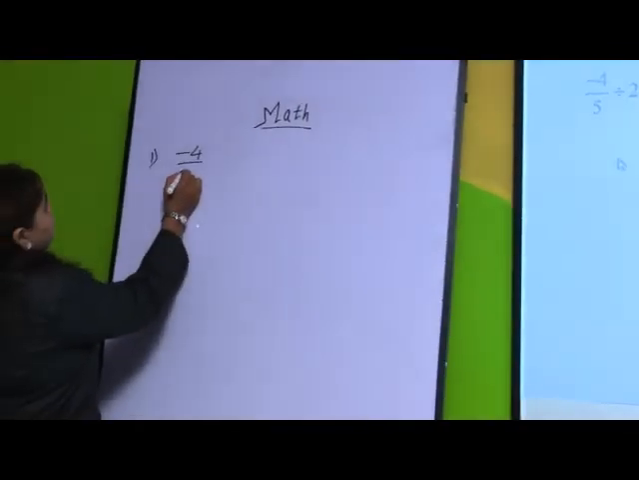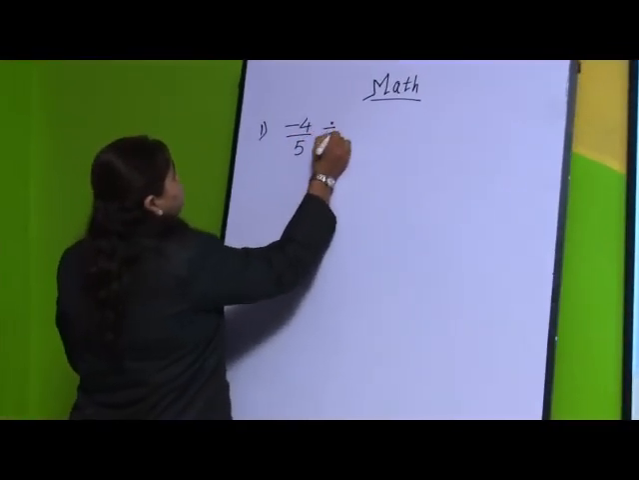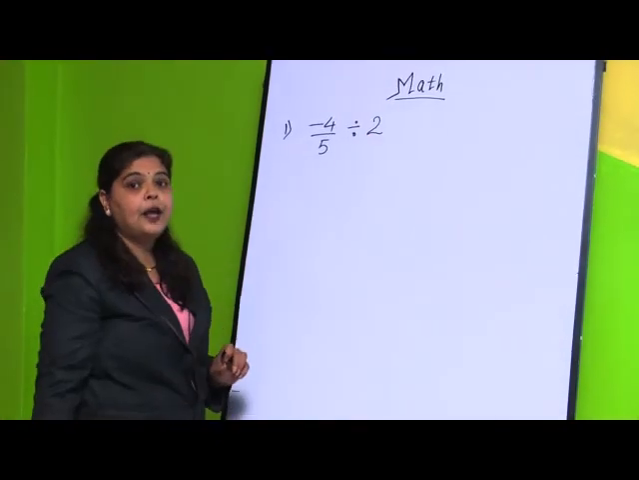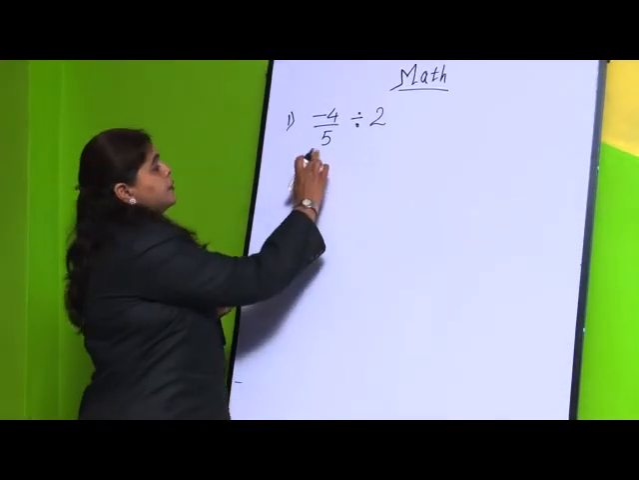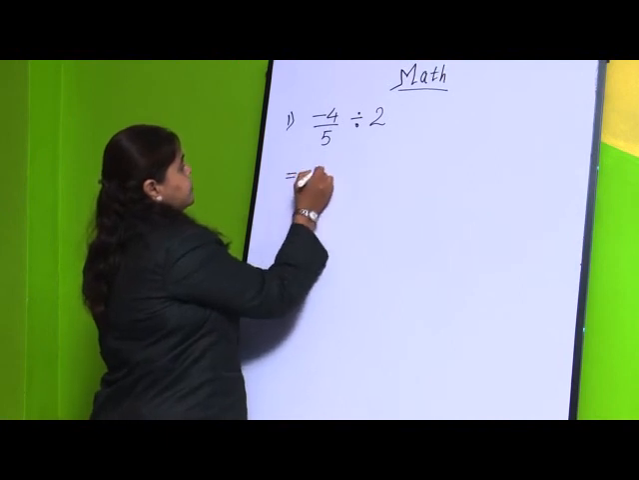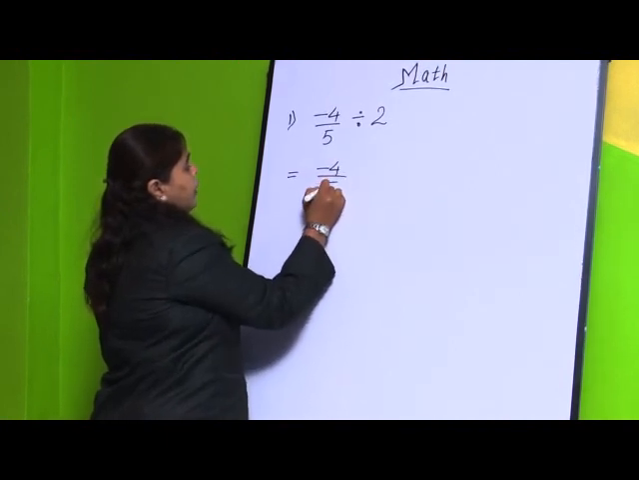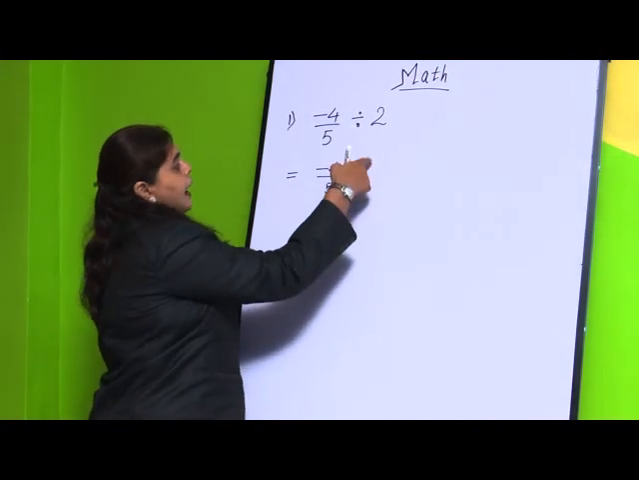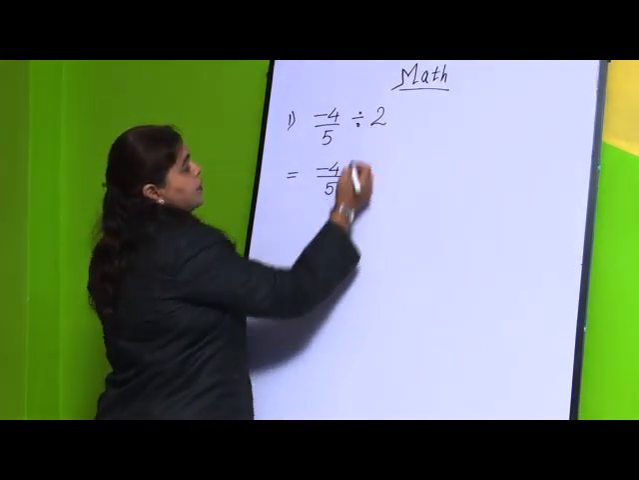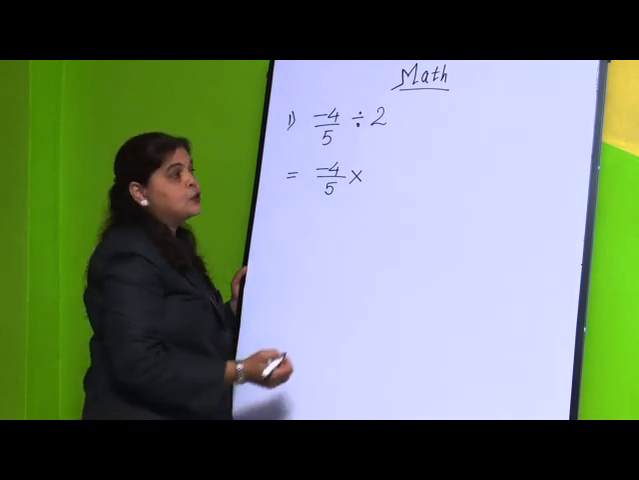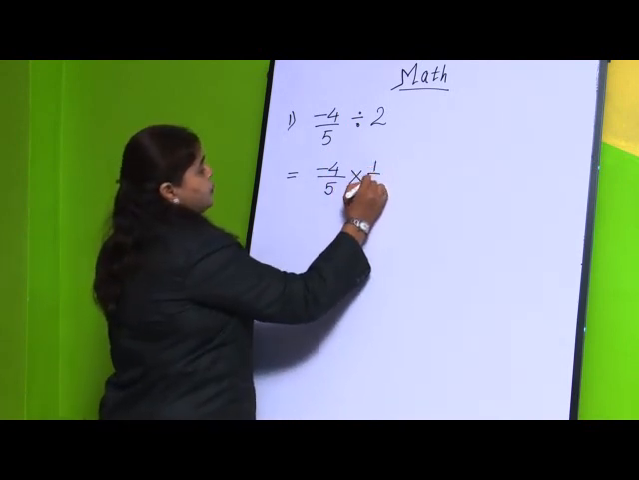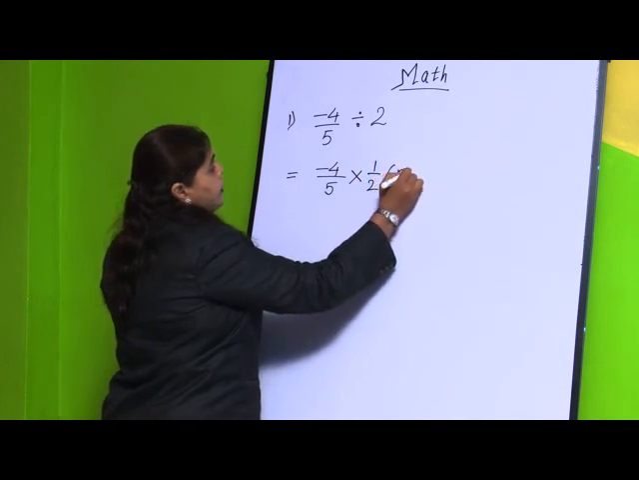Here first we have a negative rational number, that is minus 4 upon 5 divided by 2. Now we are dividing it by a whole number. So what will be the step here? First we will write it as it is: minus 4 upon 5, division, and the reciprocal of this. You know what is the reciprocal of 2 upon 1? It is 1 upon 2. Here we are writing the reciprocal of 2.